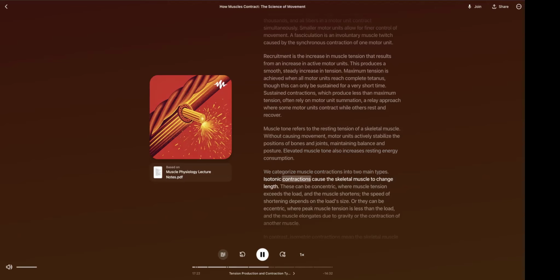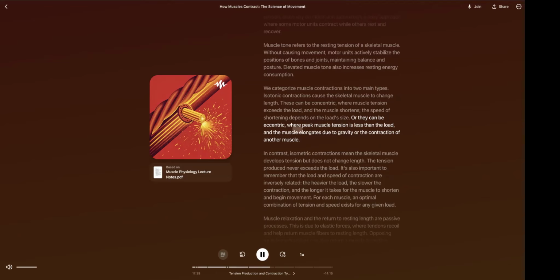Isotonic contractions cause the skeletal muscle to change length. These can be concentric, where muscle tension exceeds the load and the muscle shortens. The speed of shortening depends on the load's size. Or they can be eccentric, where peak muscle tension is less than the load and the muscle elongates due to gravity or the contraction of another muscle.